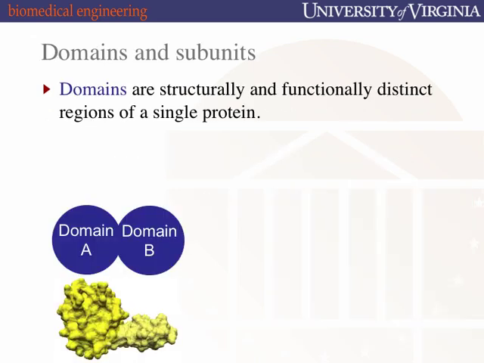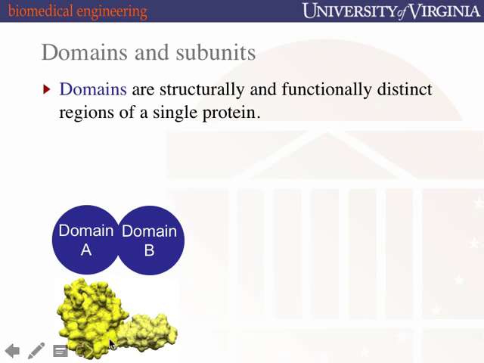All right. So I'm going to back up a little bit and just talk about some vocabulary, just so that we're really clear. And what I want to focus on here is the difference between what we call a domain and what we call a subunit. Domains are structurally and functionally distinct regions of a single protein, one long polypeptide chain that's formed a tertiary structure that has multiple, both structurally distinct and functionally distinct regions within that single protein.